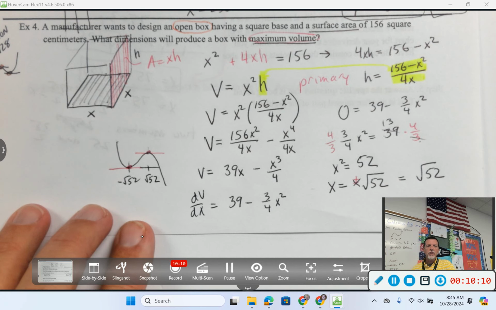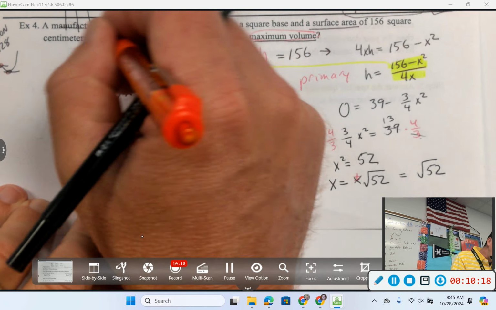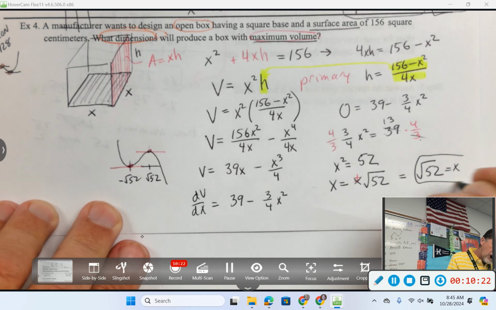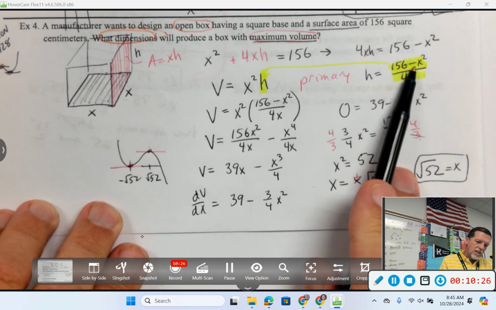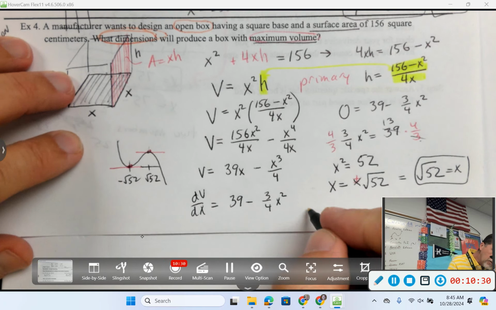Okay, I've done all the hard work. Have I answered the question? Yeah, not quite. What dimensions will produce a box with maximum volume? What dimensions? So I've got my x dimension. My h dimension is right there. I think I have a safe stop in my near future here.